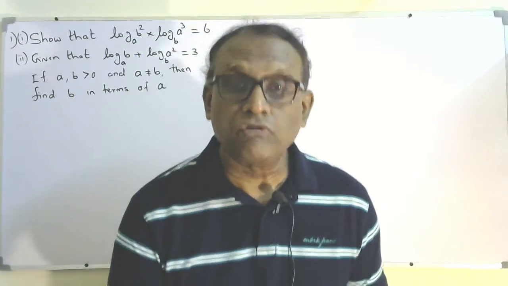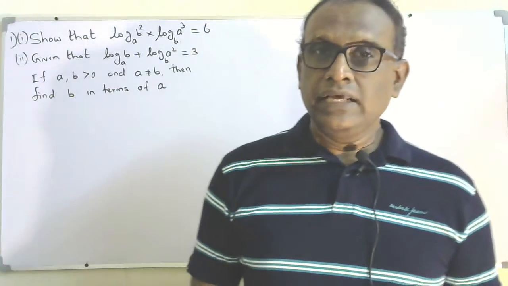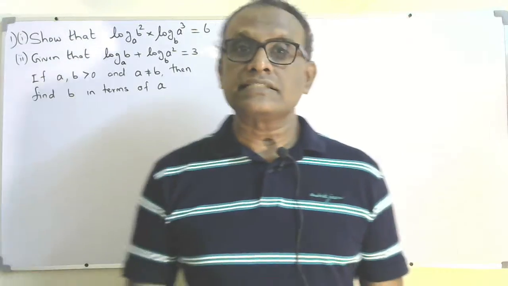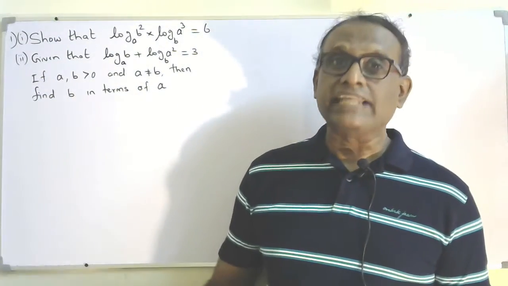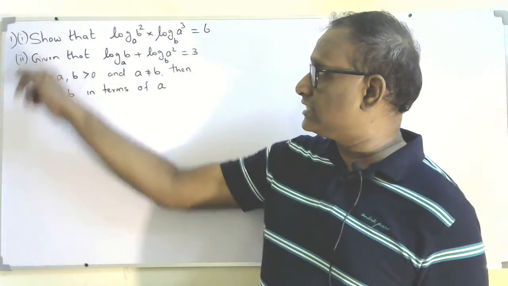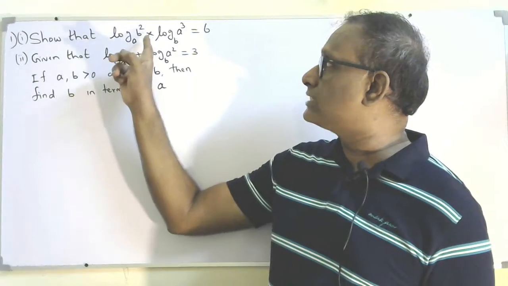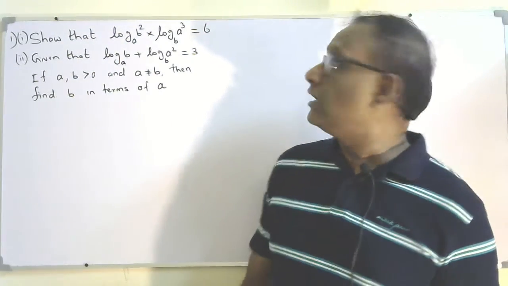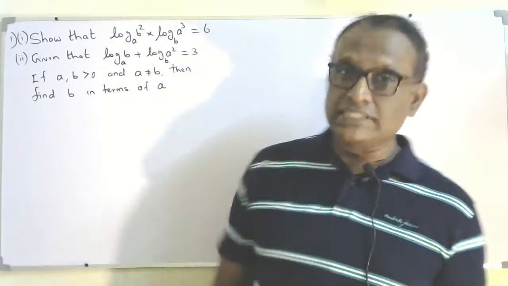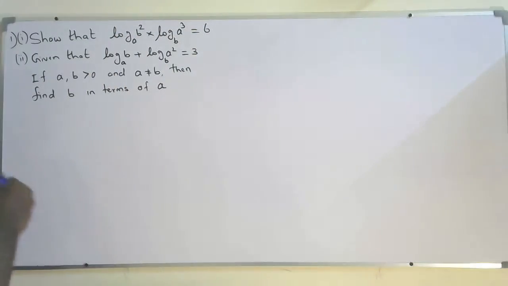Hi, this is the fourth lesson in logarithm. In this lesson, I'm going to discuss some questions related to derivation. So this is the first question, first part. Show that log a of b squared times log b of a cube equals 6. Okay, how to find out?